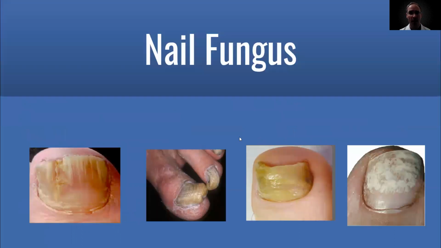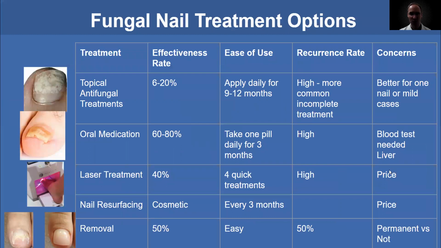Okay. Nail fungus, a lot of different types of nail fungus. This is pretty typical. This is the real thick ram's horn. This is kind of one of the elevation, and this is one that has just the superficial white that can be seen when people take off their nail polish at the end of the season. I use this little chart, it just makes it easier when I explain to patients. So basically I have here on the top the treatment, effectiveness rate, ease of use, recurrence rate, and concerns.